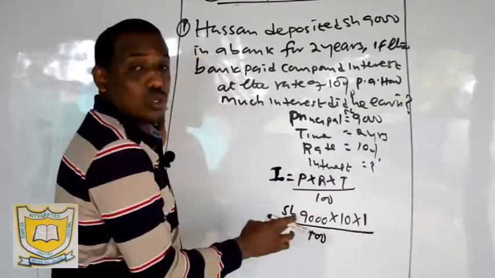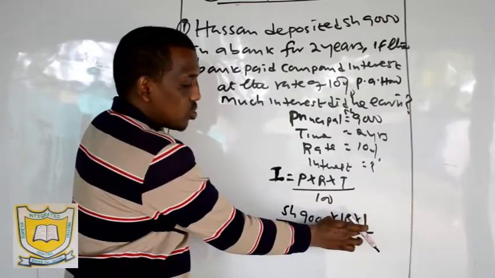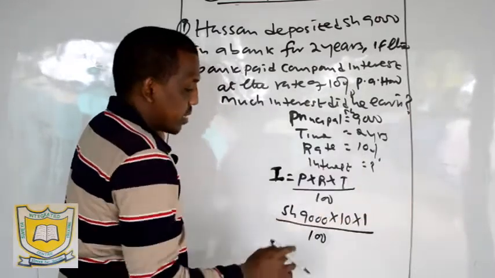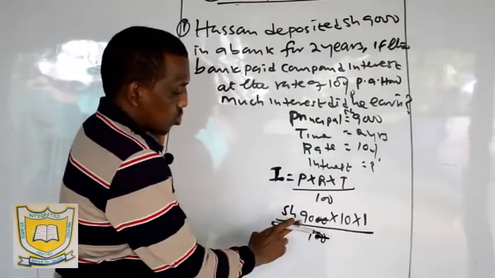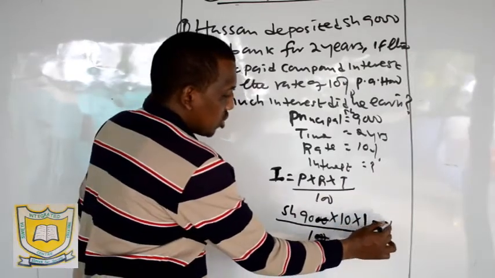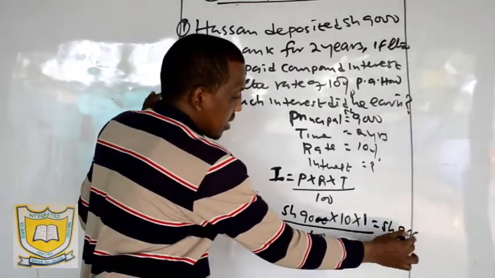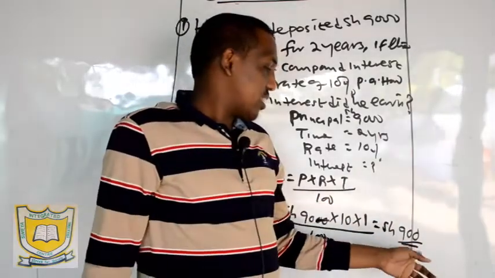So the difference between simple interest and compound interest is here. In simple interest we used to say time is 2 at once, but now we separate the years. We cancel there. So 90 times 10 times 1, you will get shillings 900. This is the interest of the first year.